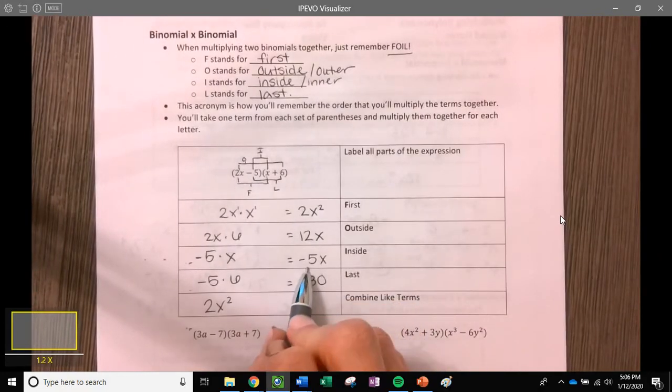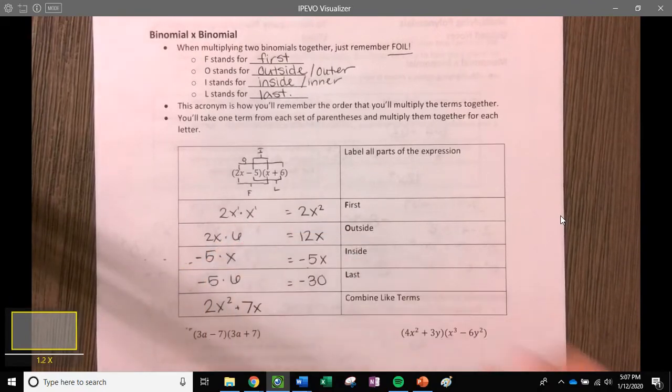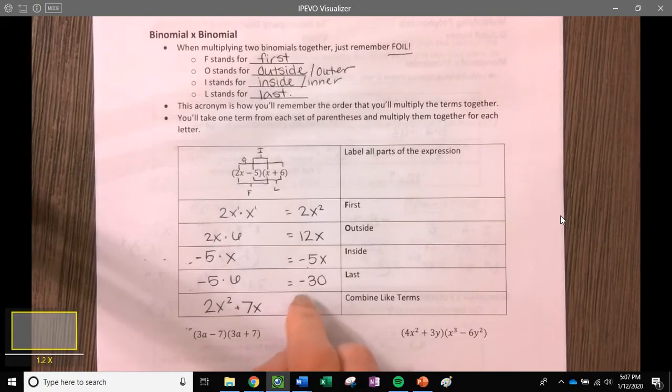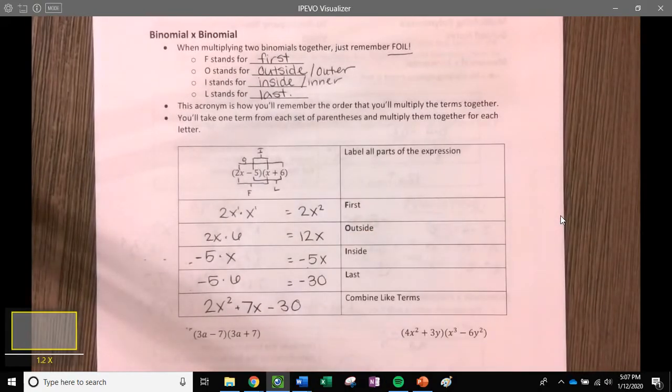12x and negative 5x. I can combine those. They have the same variables. They are like terms. Okay, so 12 minus 5 is going to give me 7x. And then my constant, I don't have any other constant term with no variable, so that will stay the same. 2x squared plus 7x minus 30.